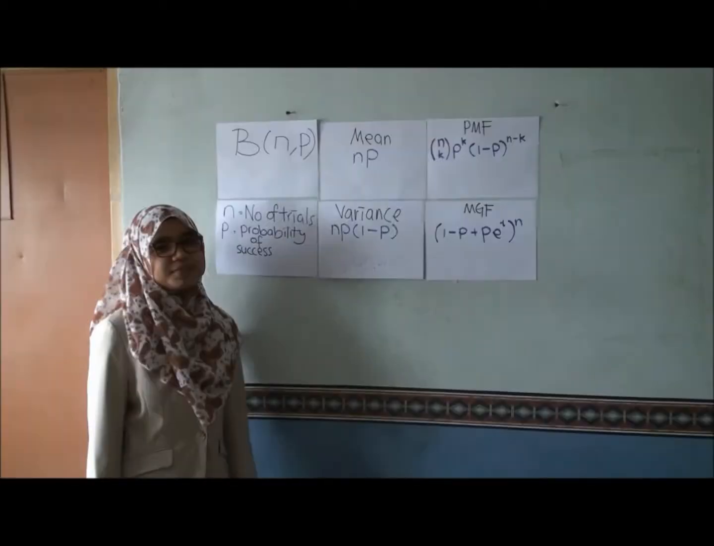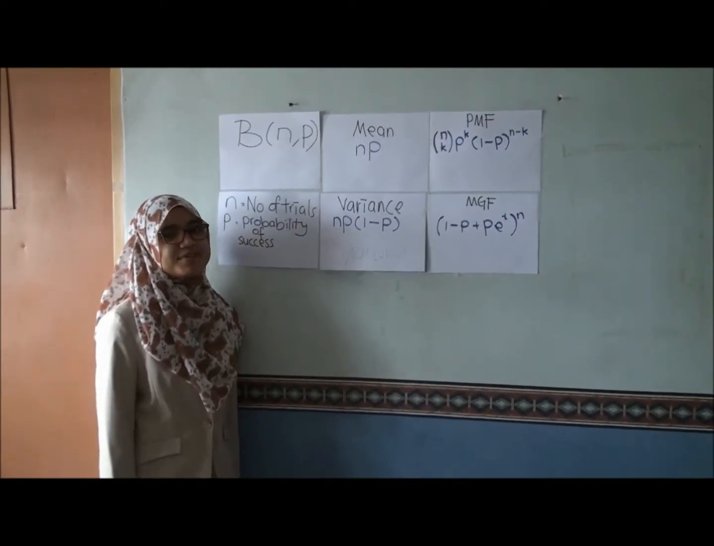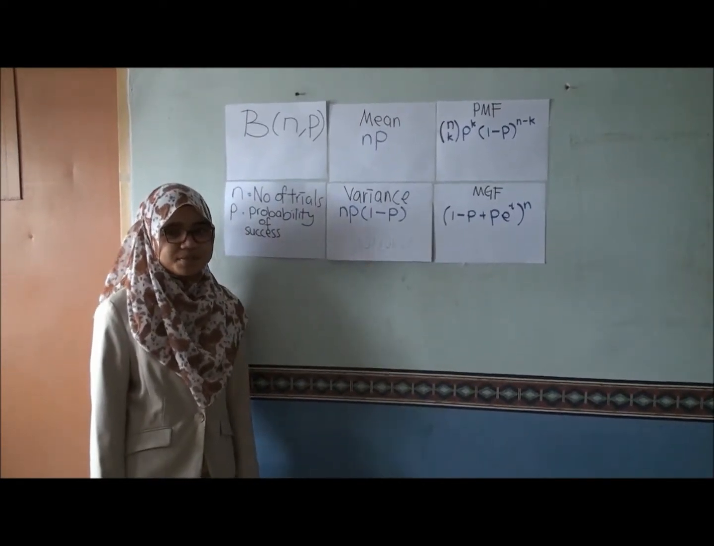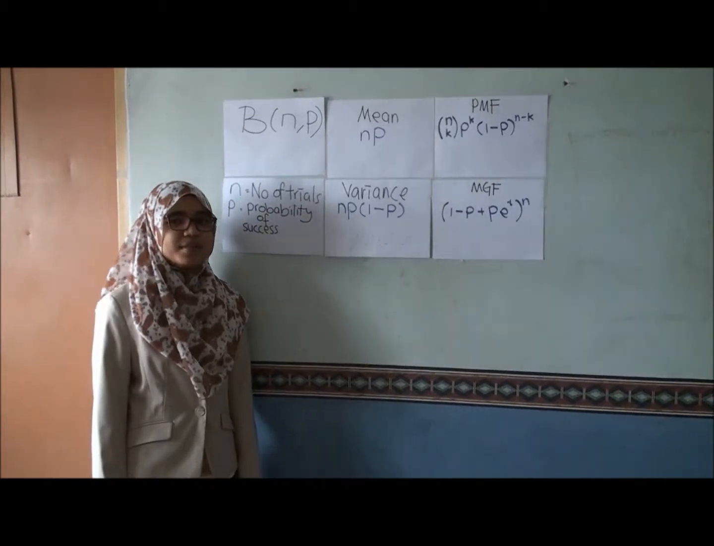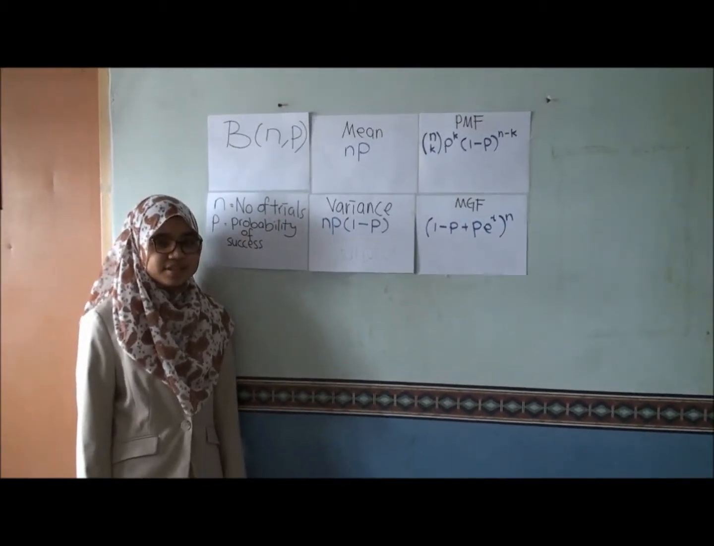Hi, today I would like to explain about the binomial distribution. The binomial distribution is one of the discrete probability distributions. It is used when there are two outcomes, like success or failure.